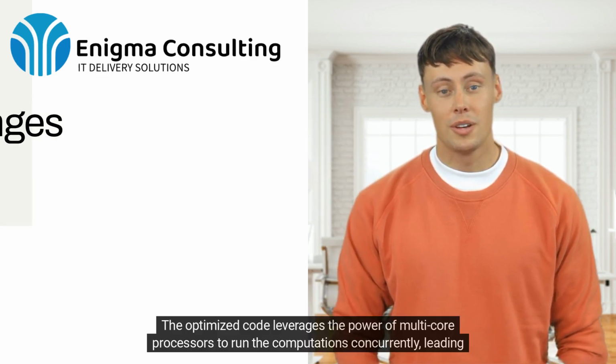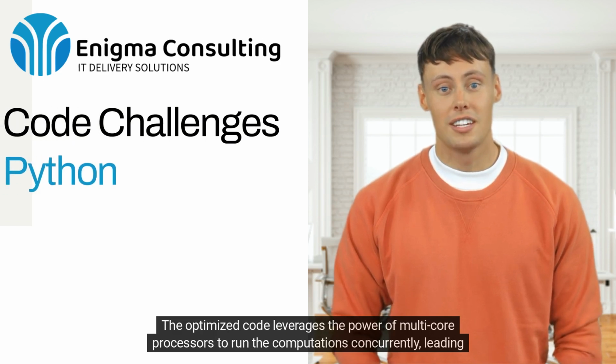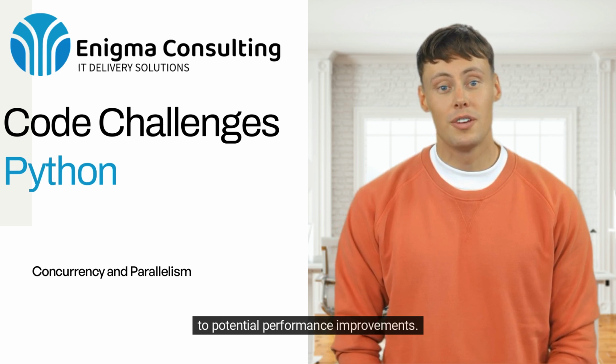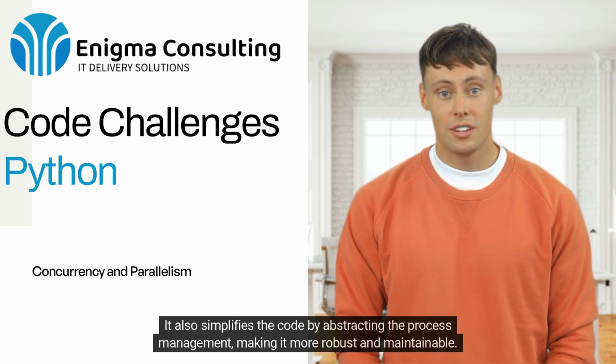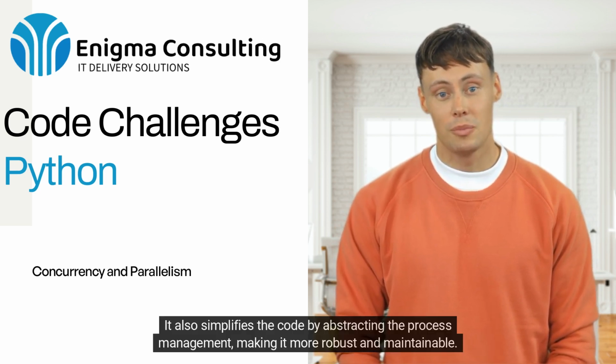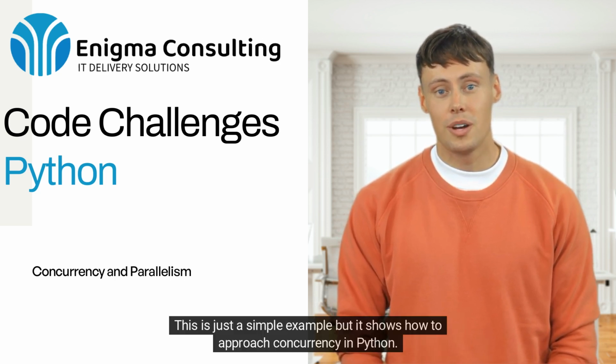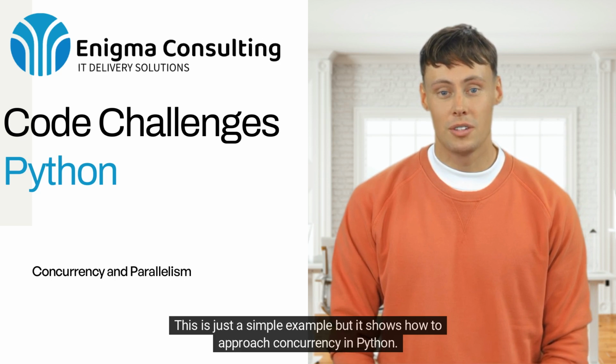The optimized code leverages the power of multi-core processors to run the computations concurrently, leading to potential performance improvements. It also simplifies the code by abstracting the process management, making it more robust and maintainable. This is just a simple example, but it shows how to approach concurrency in Python.